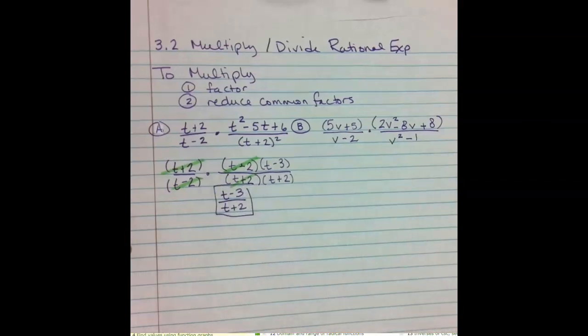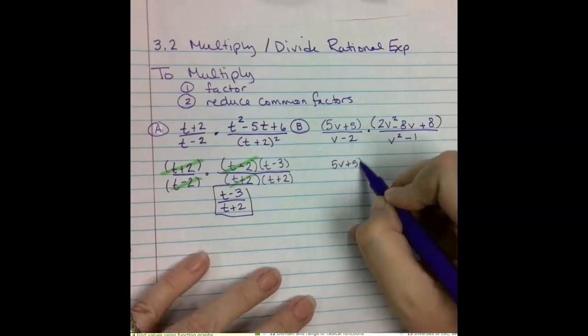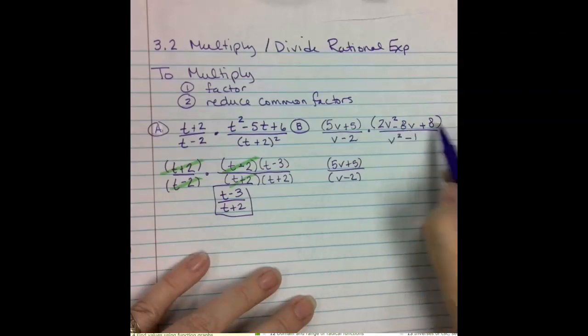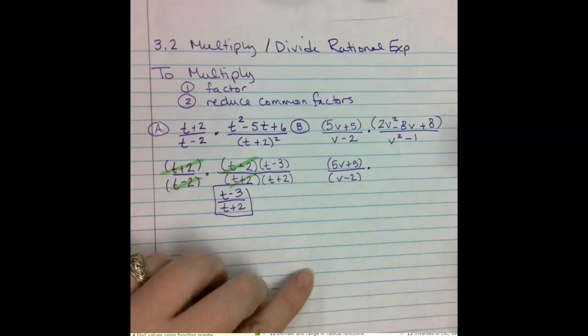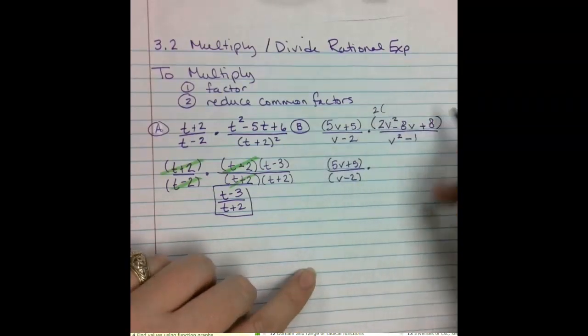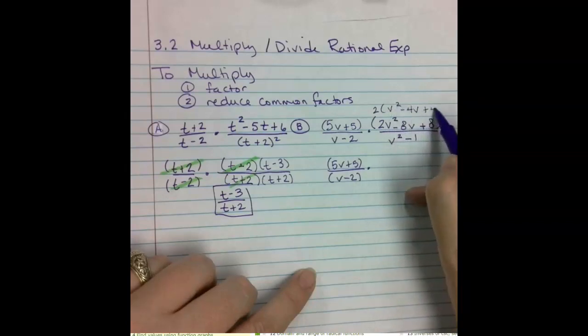Okay, now let's do this one. So this first part's already factored. There's nothing to do there. Now this part I need to factor. I can factor out a 2, so I'm going to do that just like above it, because I've got a common factor of 2. So v squared minus 4v plus 4.